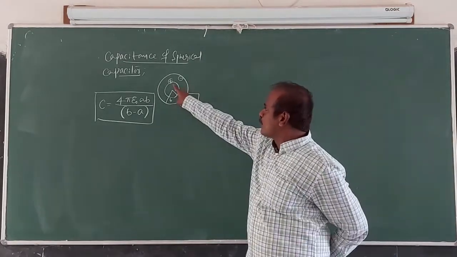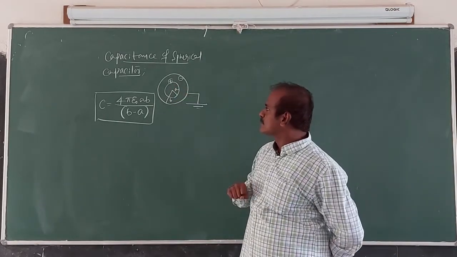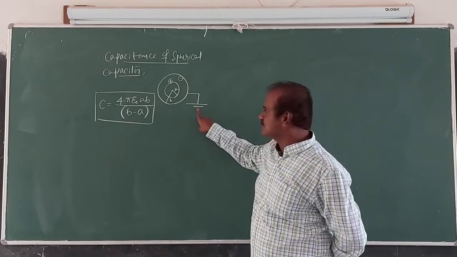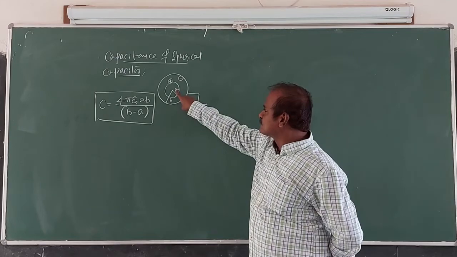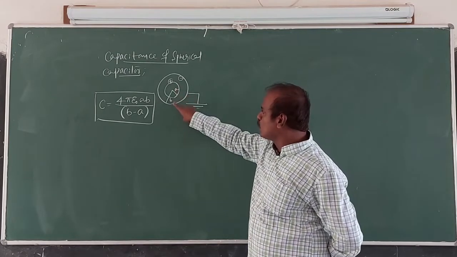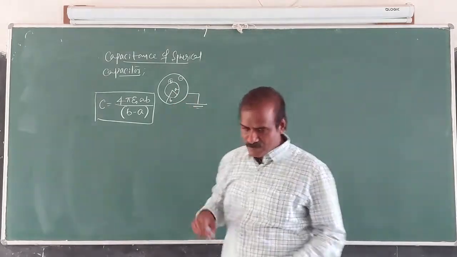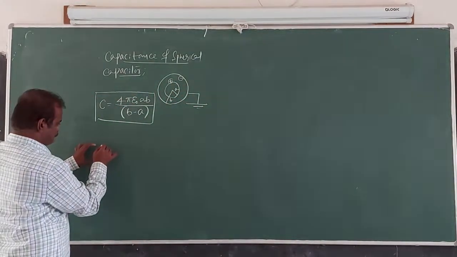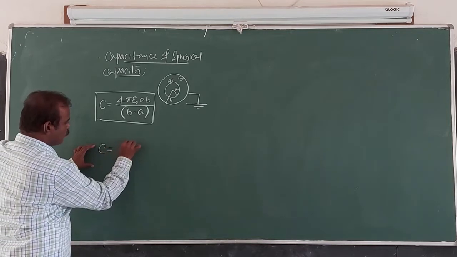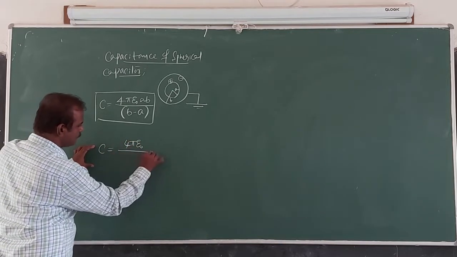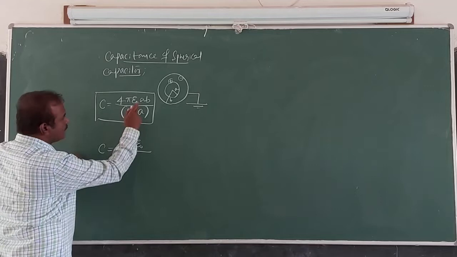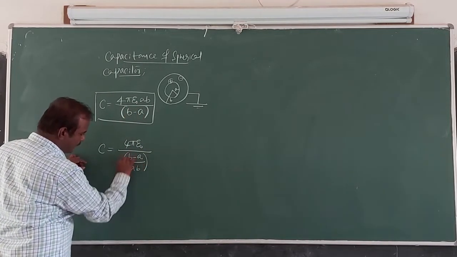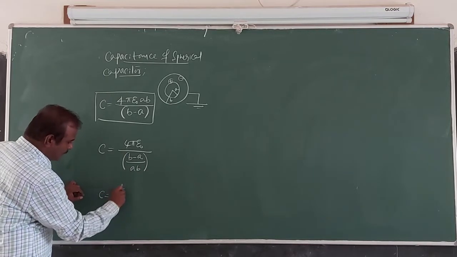Here is the arrangement: positive plate, negative plate, and whose outer surface is earth connected, right? Inner spherical conductor radius A, outer spherical conductor radius B. For this arrangement, this formula is derived. Also, you remember 4 pi E naught. This can be written as B minus A by AB. Taking this to the denominator, you will be getting the result.